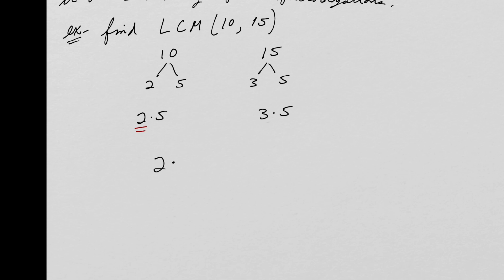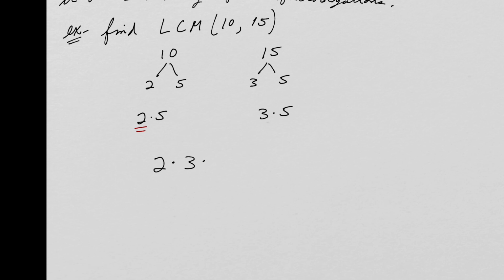Let's say 3. We'll do it in numerical order. So look at the 3. How many times does the 3 occur in this factorization? 0 times, right? How many times does the 3 occur in this factorization? Once. So the rule is I need to take it the greatest number of times it occurs in either of the factorizations. So I need to take the 3 once.